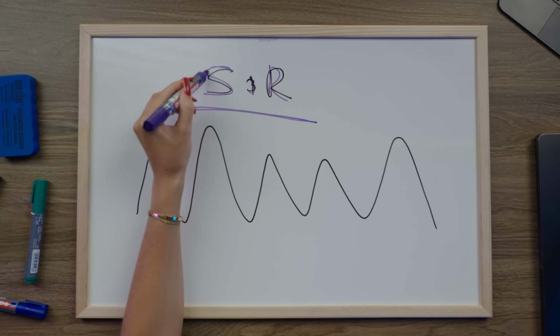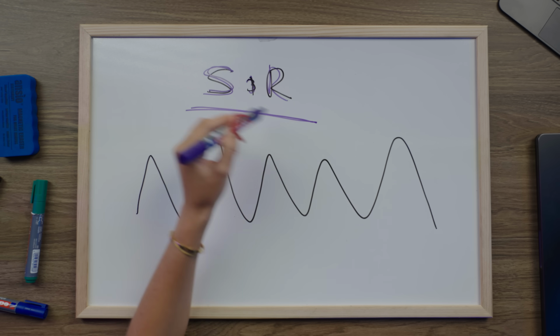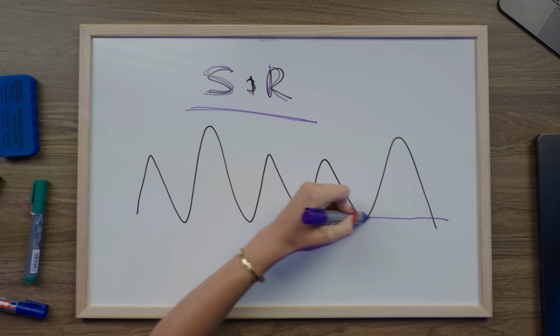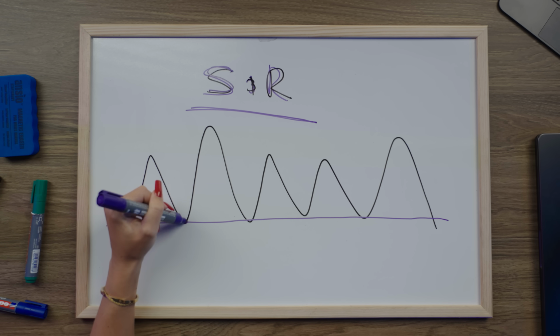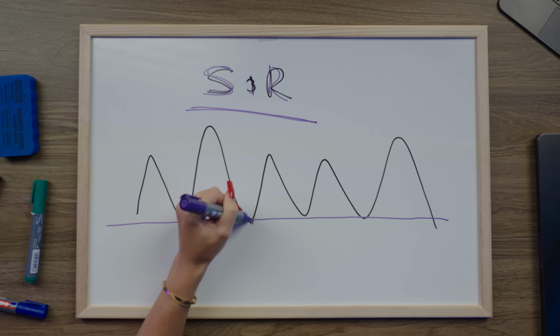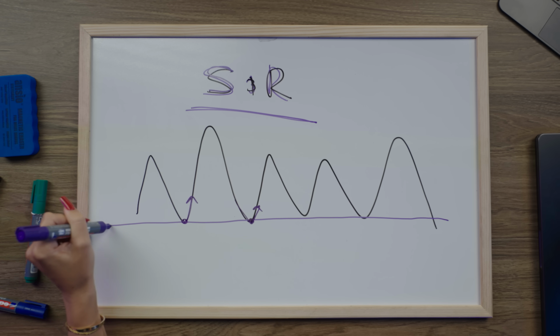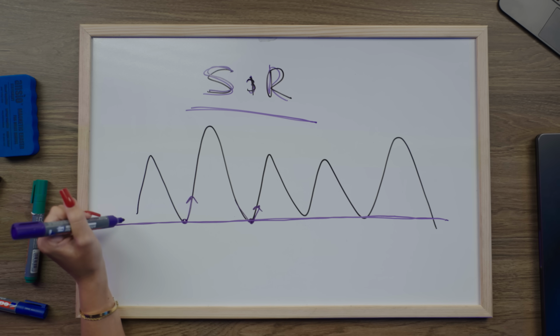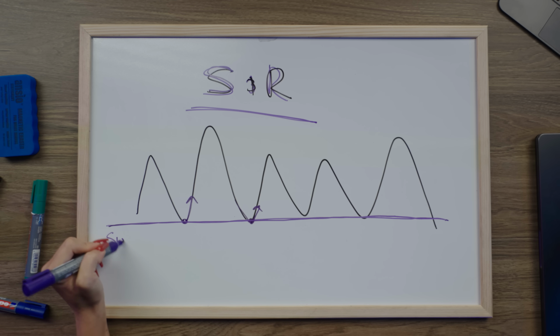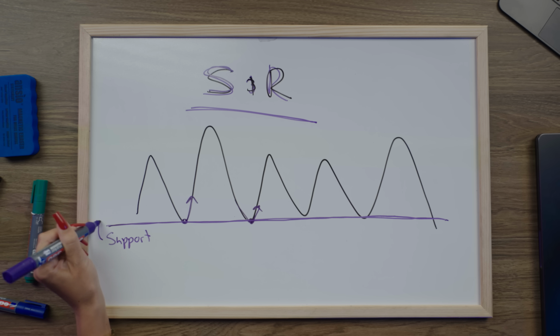We're going to start with support. Think of support like a floor. When the price got to the floor, it turned around. We're trying to capture as many points from the floor as possible. This is called support. Now, resistance is going to be the opposite.